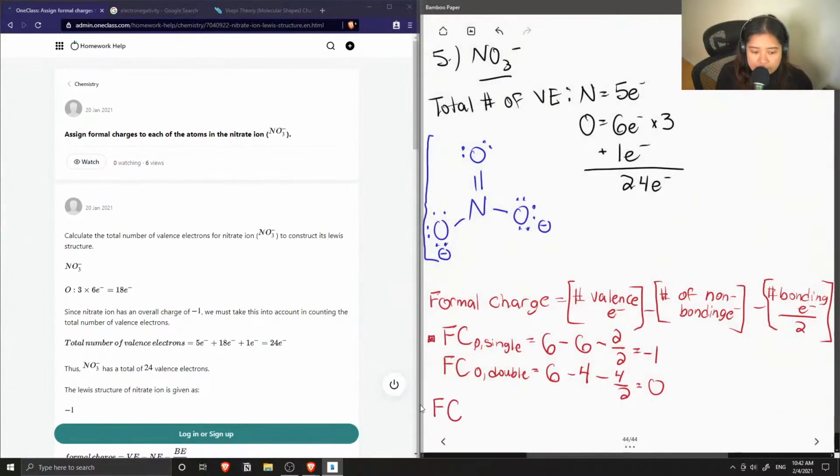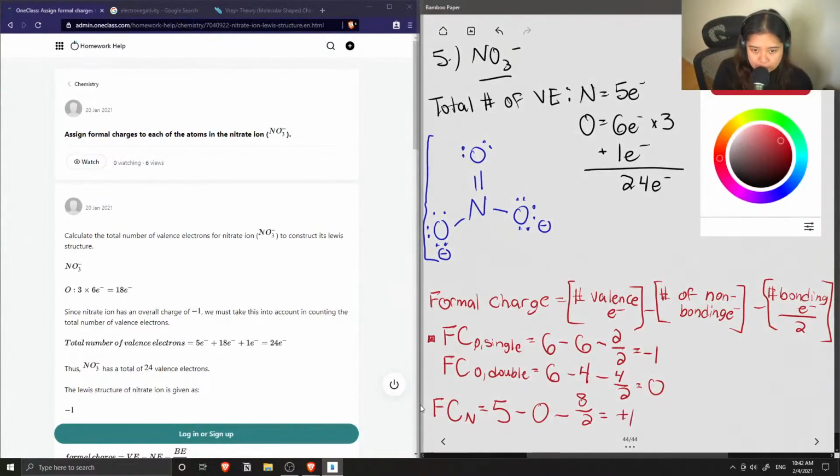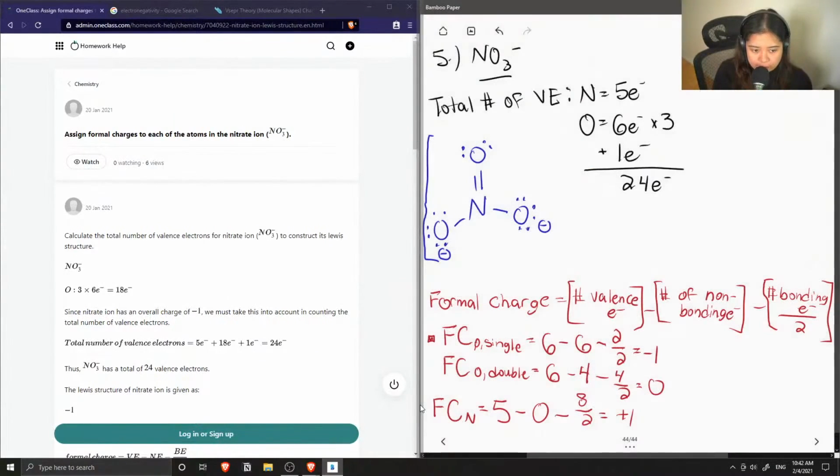And lastly, let's calculate the formal charge on nitrogen. Nitrogen has 5 valence electrons. There are 0 non-bonding electrons, so there are no lone pairs. And also the nitrogen has 4 bonds to it. So we have 8 bonding electrons divided by 2. So 5 minus 0 minus 4 is +1. So this makes our nitrogen positively charged.